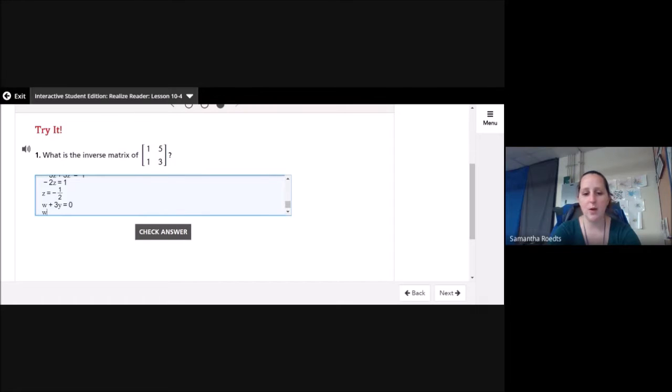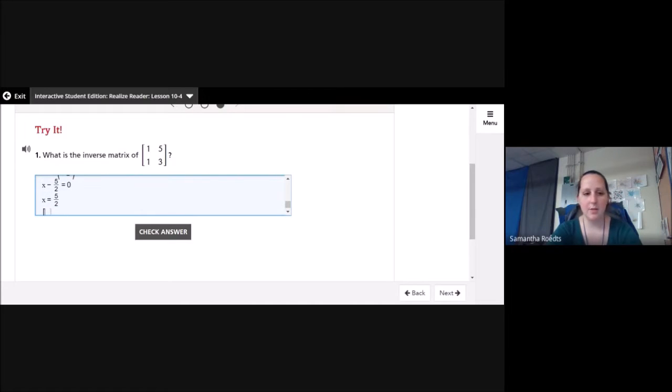I know that y is 1/2. Okay, so that means w plus 3/2 equals 0. So w equals negative 3/2. And then the other one, x plus 5z equals 0. So x plus 5 times negative 1/2 equals 0. So x minus 5/2 equals 0. So x equals positive 5/2.